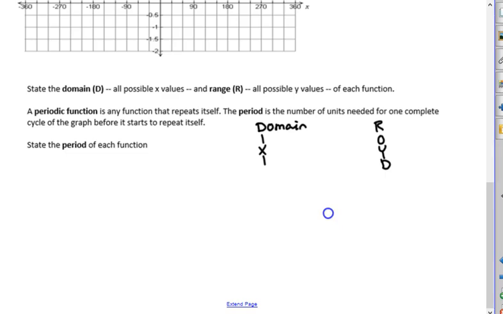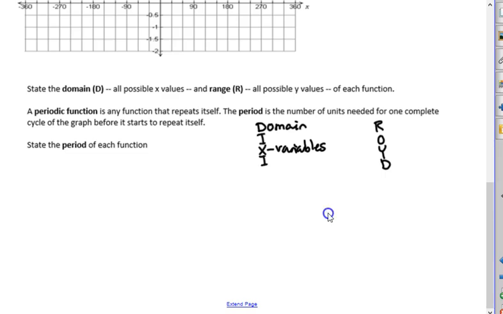D-O-M-A-N-E, domain. And domain is the X variables, the set of all the X variables. So you think Dixie has a D and an X, domain is X. Now what about the two I's? Why do I spell it D-I-X-I? Make these look like little I's.